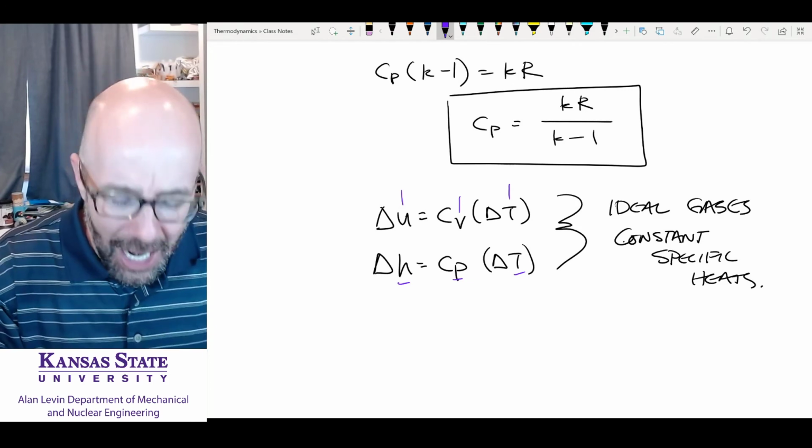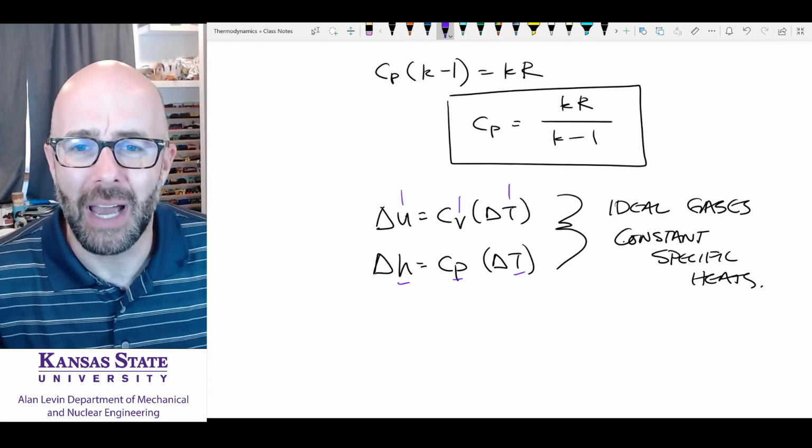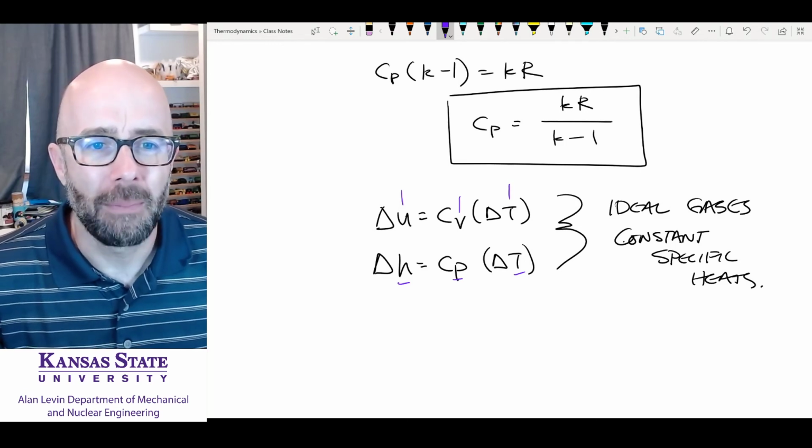This is thermodynamics. Harry Potter likes tea and thermodynamics. We'll go with it that way. That's how we'll remember these two things.